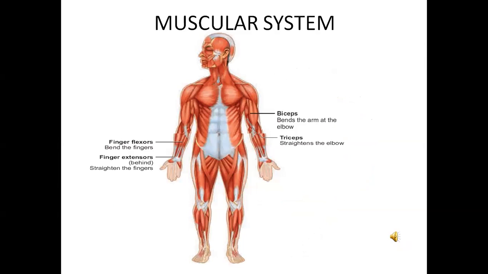Muscular system. In the muscular system, finger flexors, finger extensors, biceps and triceps are here. First, finger flexors are used to bend the fingers. And finger extensors behind straighten the fingers. Next, biceps bend the arm at the elbow, and triceps are used to straighten the elbow. These are used in the muscular system.